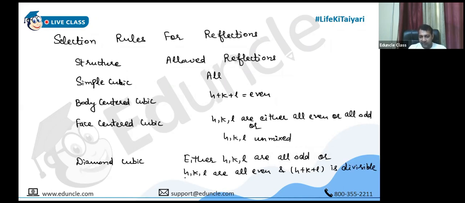This is the case of even. 0 is also a case of even. This one is not allowed in diamond cubic because the sum is not divisible by 4. Similarly, 2 2 0 is also not allowed, although all of them are even, but their sum is not divisible by 4. Please check.